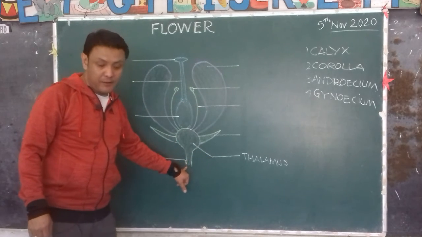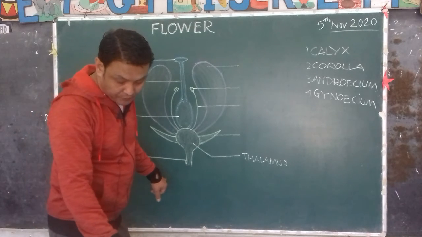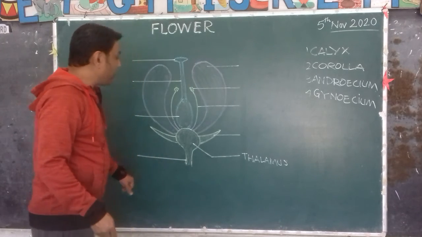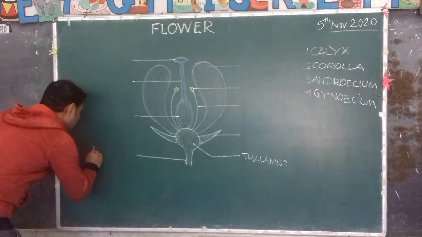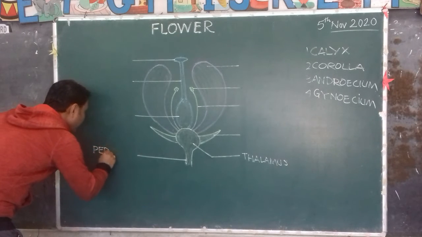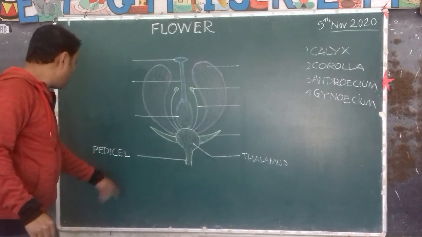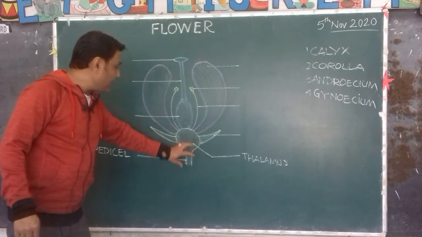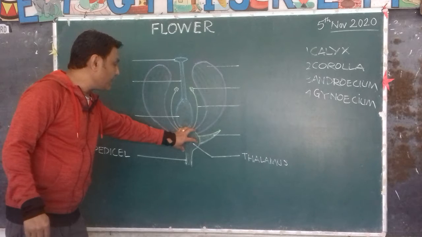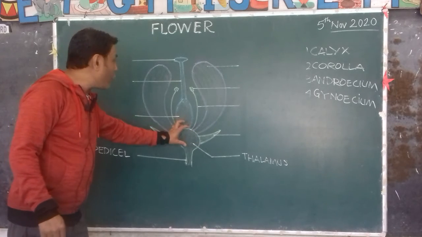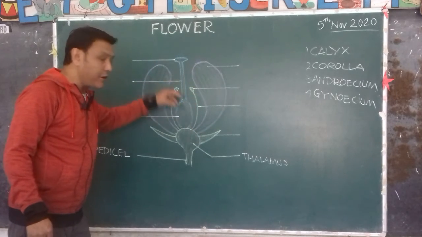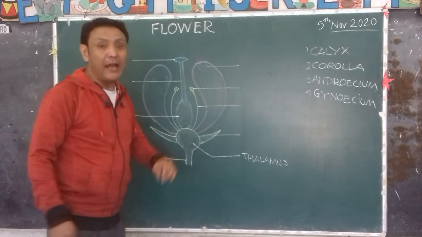And we have the stalk of the flower, called the pedicel. The stalk of the flower is known as the pedicel. Okay, and after the pedicel comes the basal portion where all the 4 whorls of the flower rest. That is called the thalamus.